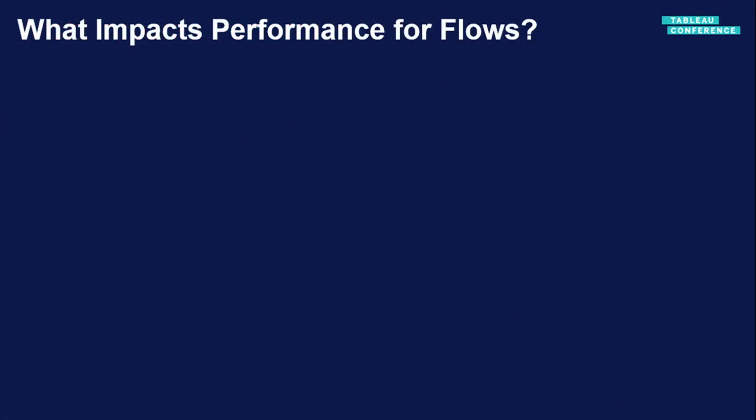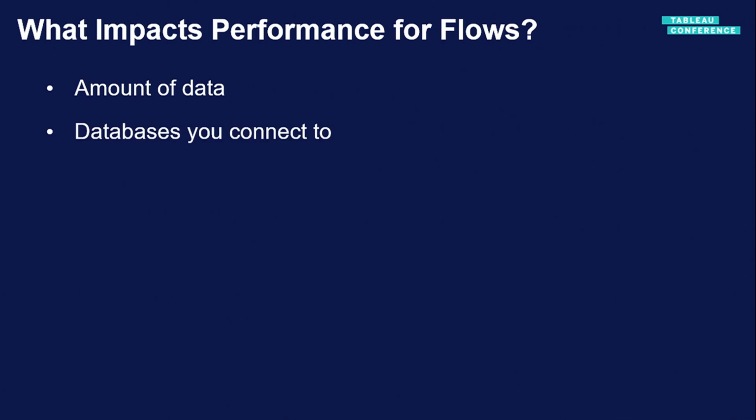So there are a lot of factors which can impact performance. Today we're going to talk about 6 of them. The first one is the amount of data in the flow. So the more data, the longer it will take. There's a pretty big difference between 10,000 rows and 10 million rows.